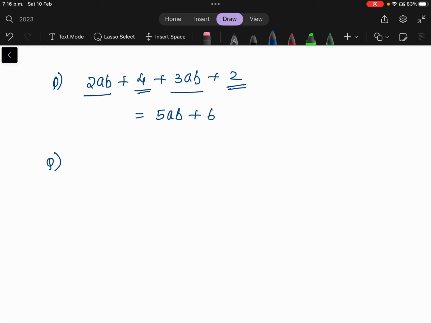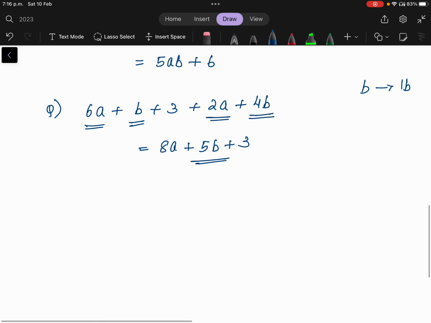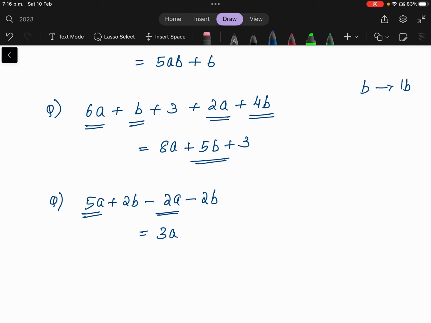Another question, 6a plus b plus 3 plus 2a plus 4b. Now the like terms are 6a and 2a, so that will be 8a, and then you have b and 4b. If you simply write b, it is nothing but 1b. So 1b plus 4b will be 5b, and then you have a constant which is 3. So that's the answer. Again another one, 5a plus 2b minus 2a minus 2b. That will be equal to 5a minus 2a is 3a, and 2b minus 2b is 0. So this is nothing but 3a.